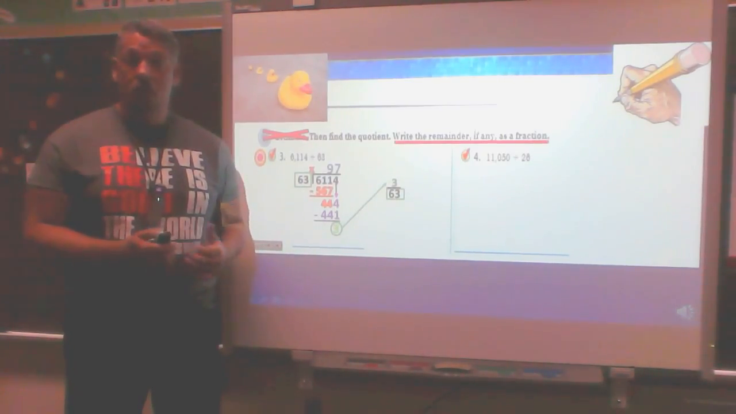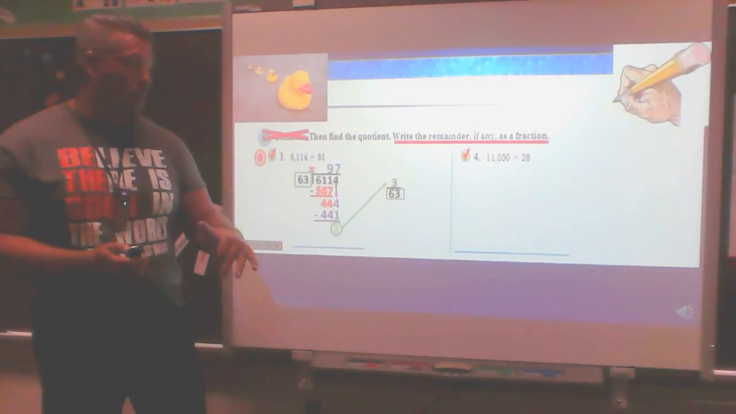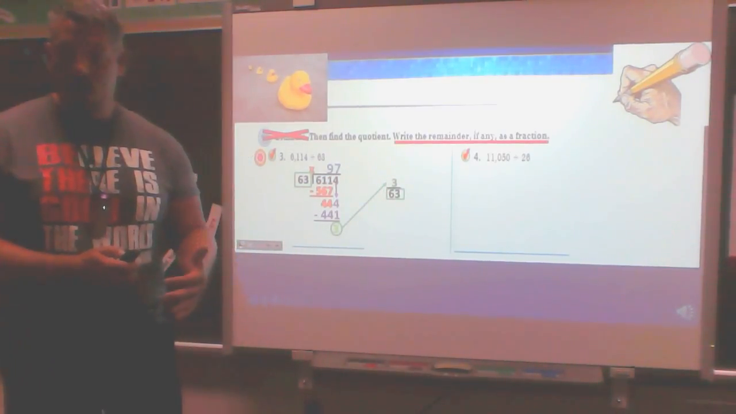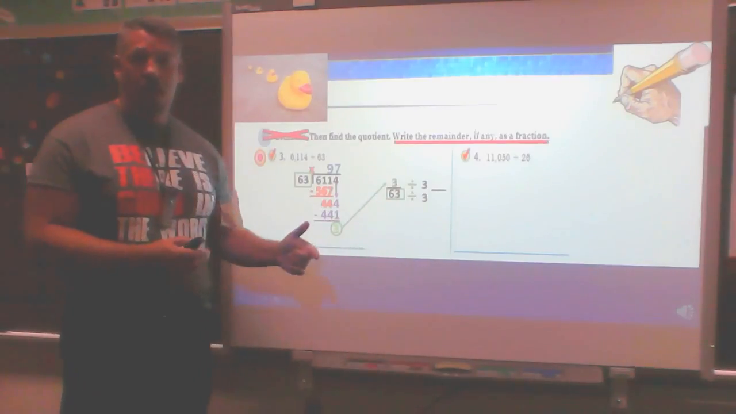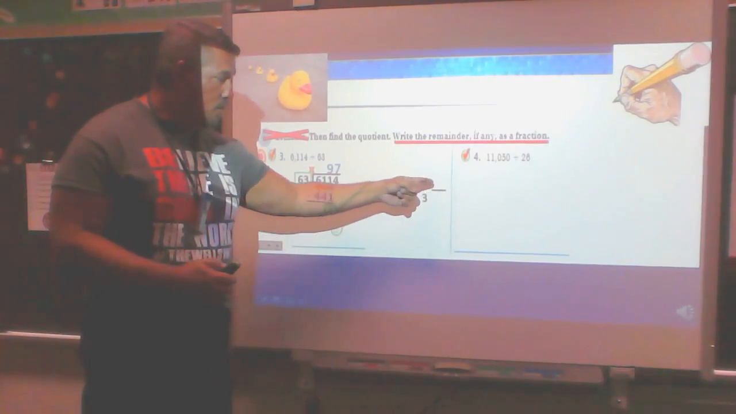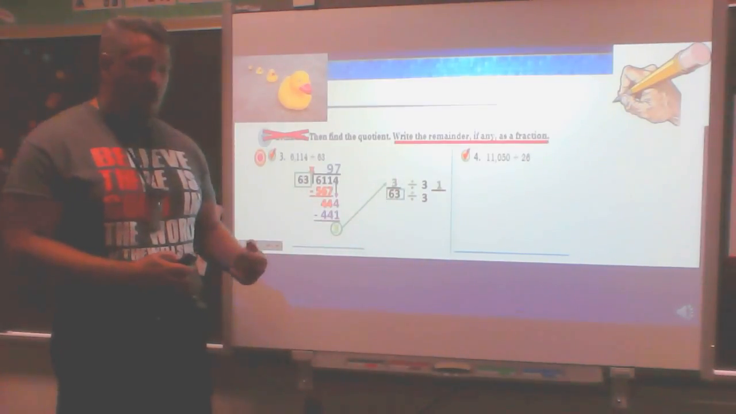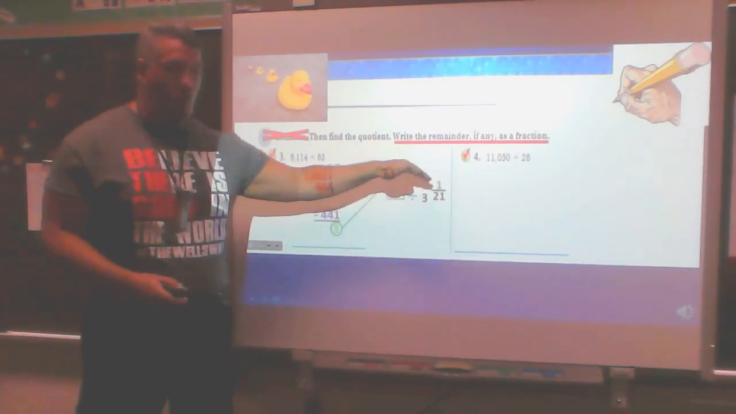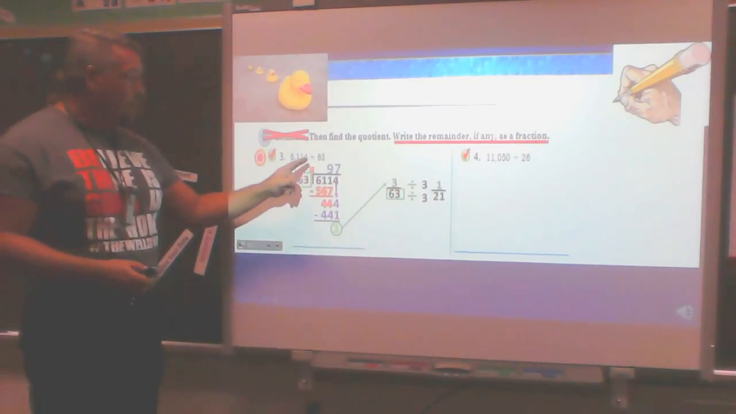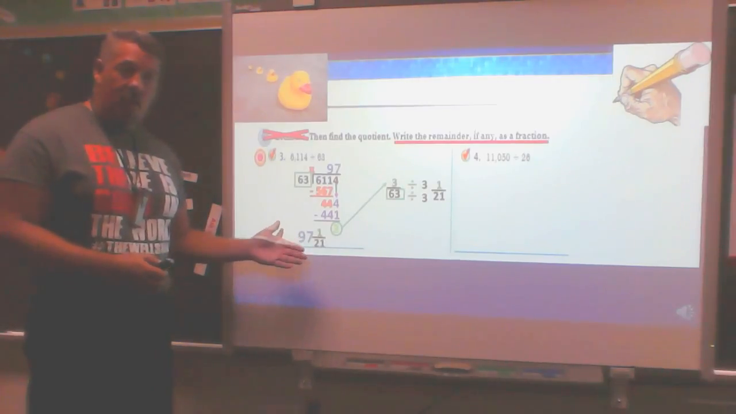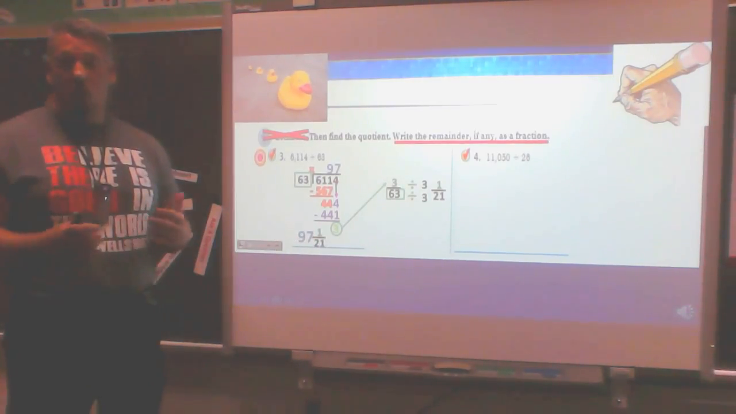It will. So I know 3 will go into 63, and 3 will go into 3, so I'm going to reduce. I'm going to divide numerator and denominator by the 3. 3 goes into 3 once, and 3 goes into 63 21 times. So my fraction remainder is 1/21st, and I have to put it with my whole number. So I end up with 97 and 1/21.